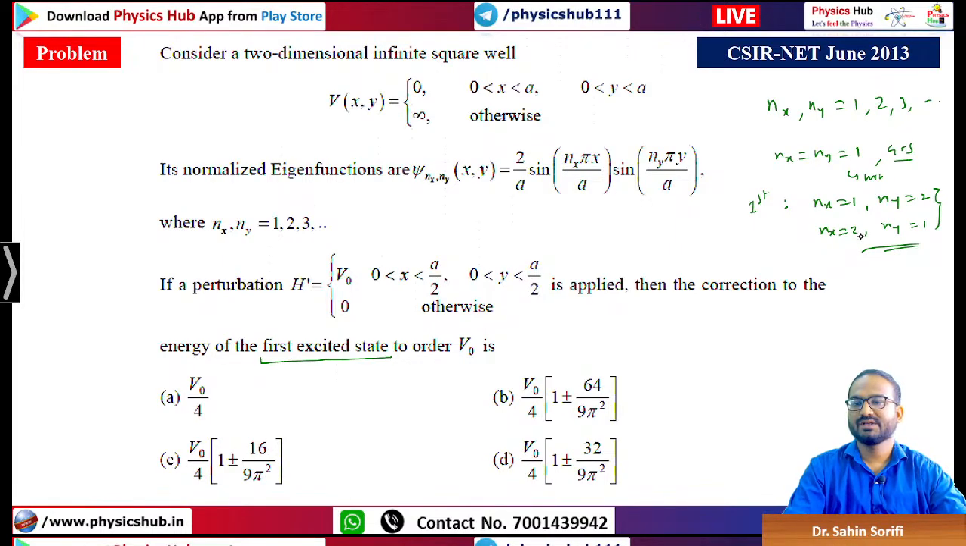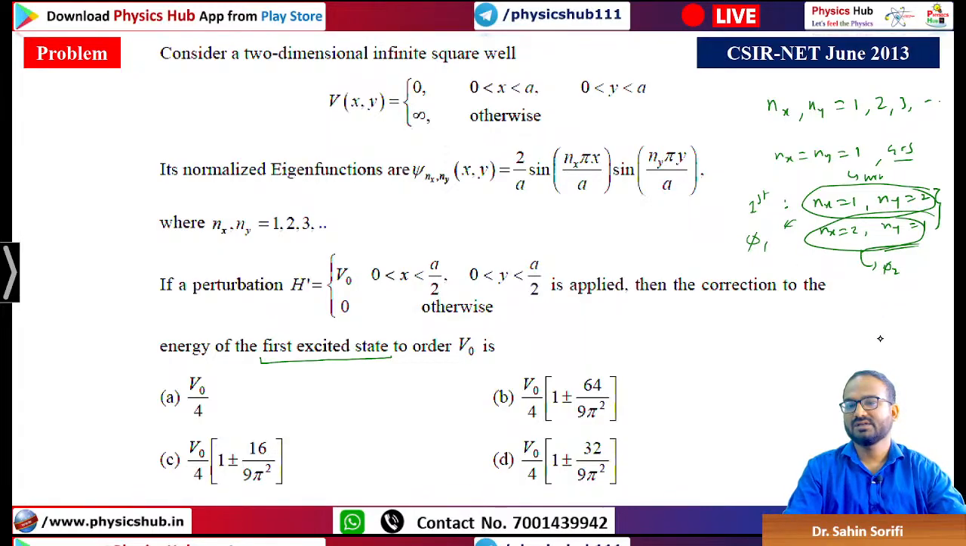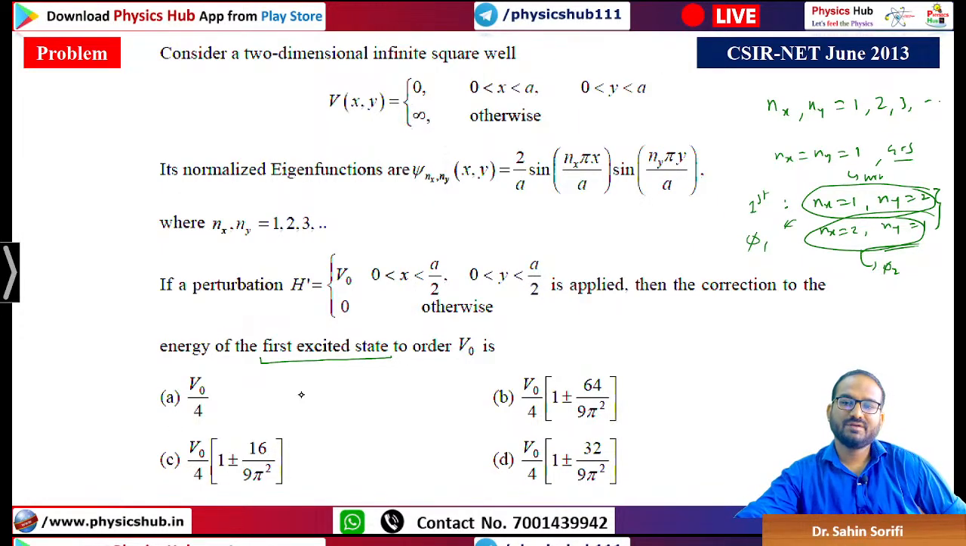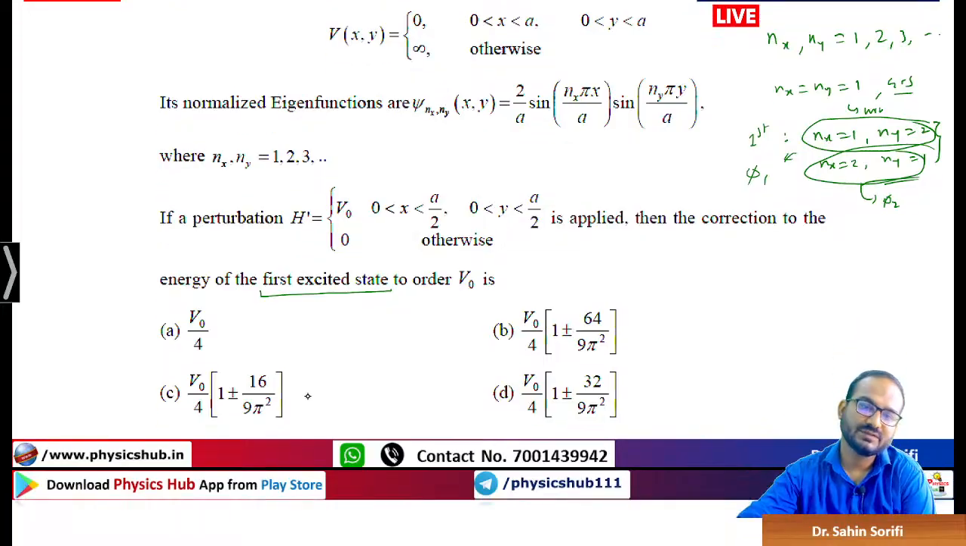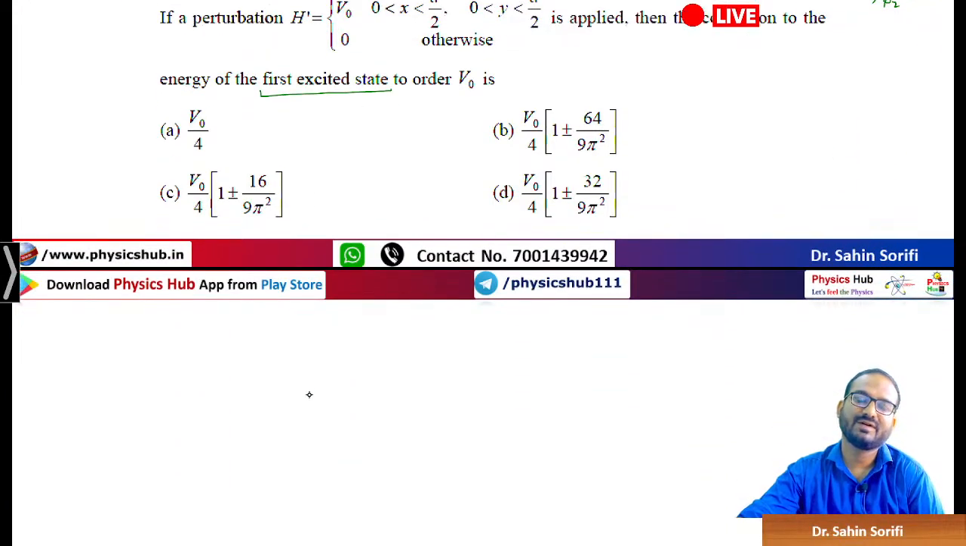So for this we cannot apply the non-degenerate perturbation theory. We have to apply degenerate perturbation theory. This will give you, let's say, φ_1, this will give you, let's say, φ_2, and you can easily calculate the matrix element. Okay, just try to focus, try to follow what we are doing. You understood the concept, right? So you have to calculate the correction to the energy of the first excited state.